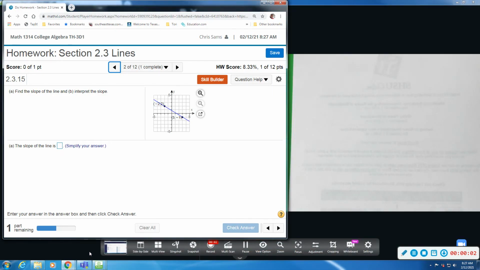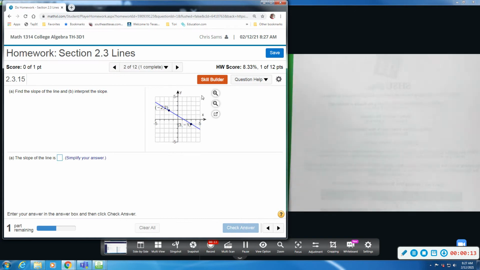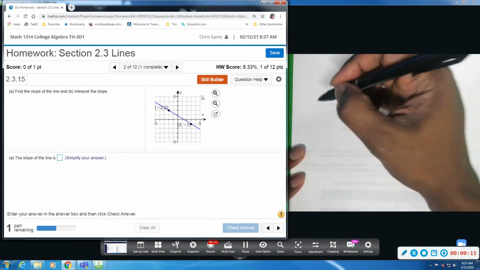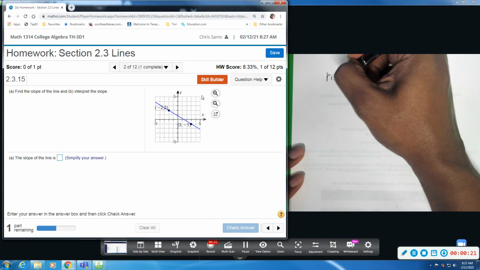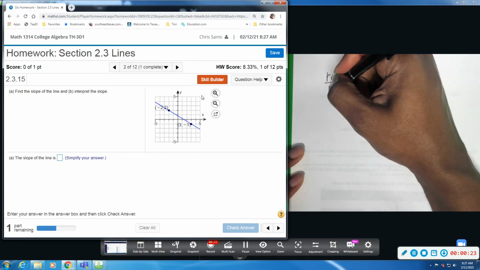Alright, number 2, this time we want to find the slope of the line and B, interpret the slope. Alright, so when you're given a graph and you want to find the slope, what we're going to do is what we call rise over run.